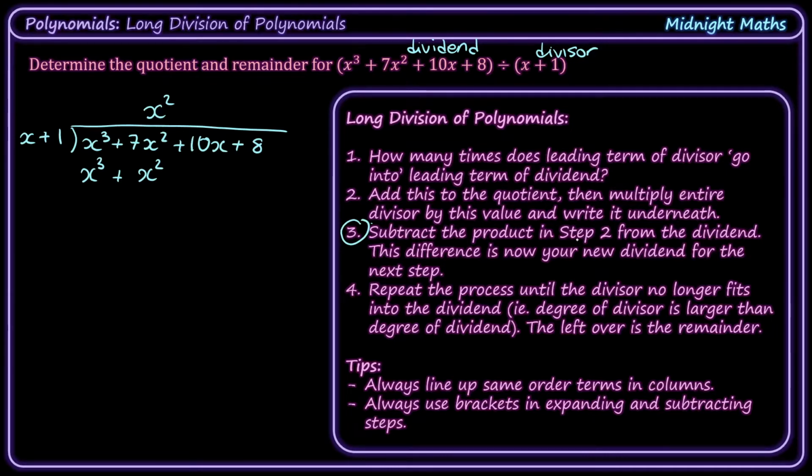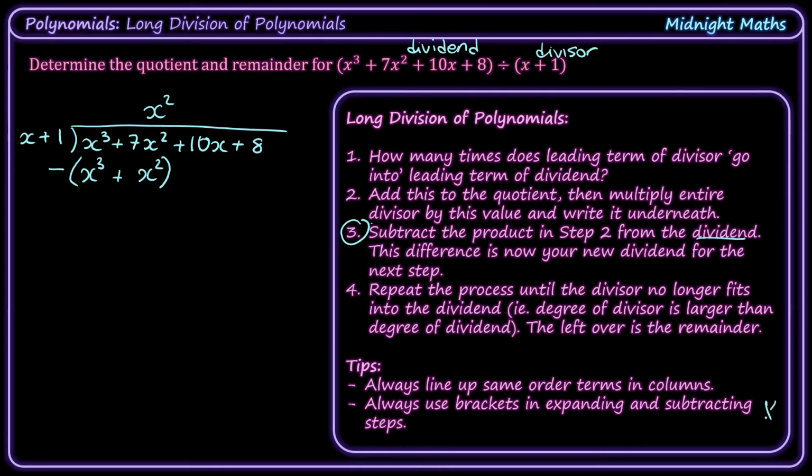Subtract the product from step 2, so that's this product. Subtract that from the dividend. So I'm going to put a minus there to show we're subtracting. This difference is your new dividend. Okay, so we'll get to that in a moment. We're subtracting this, so let's go through that now.